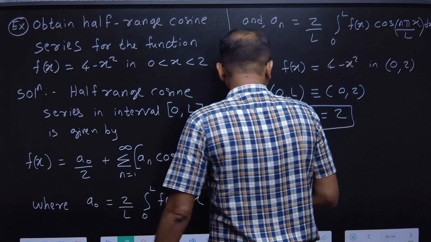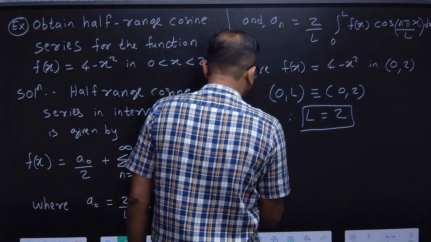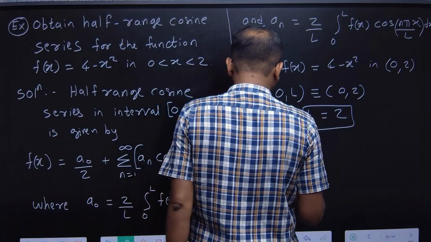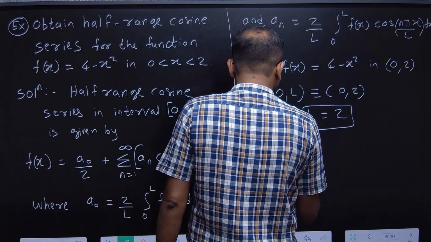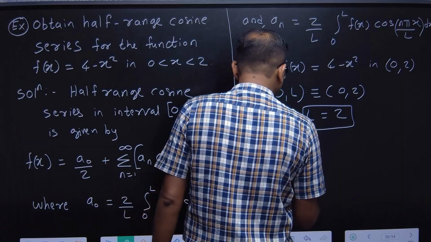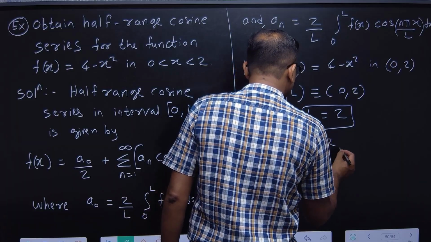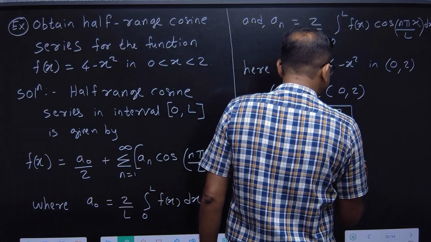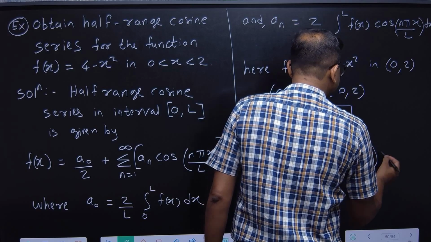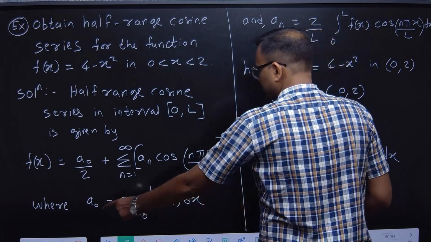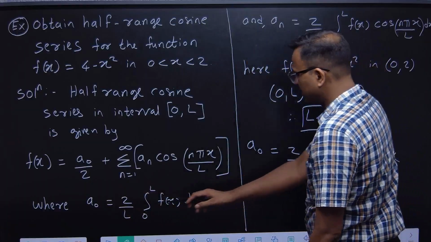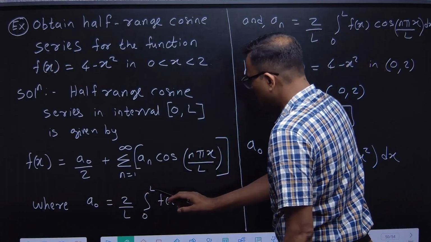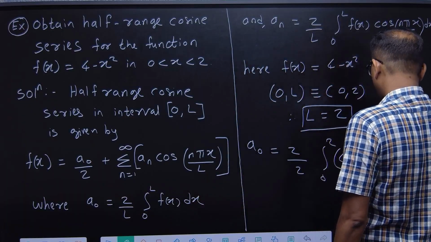Now to find a0, we have this formula 2 upon L. So substituting the respective value, L is 2, integration with limit 0 to 2, f of x is 4 minus x square dx. So see, we are using this formula to find a0.